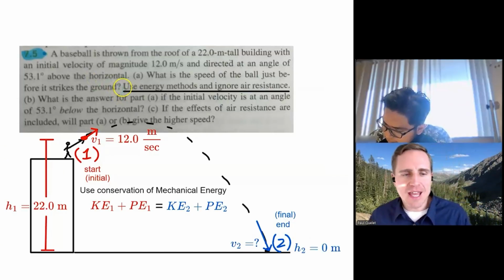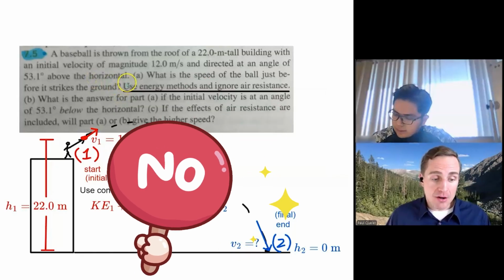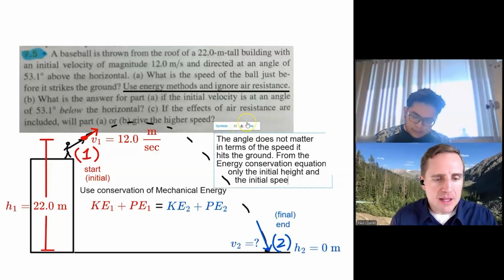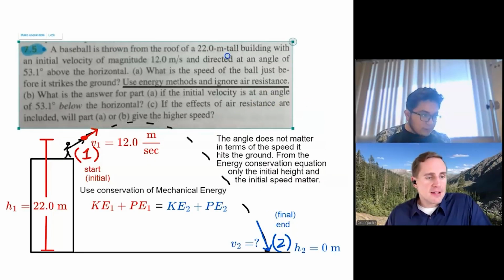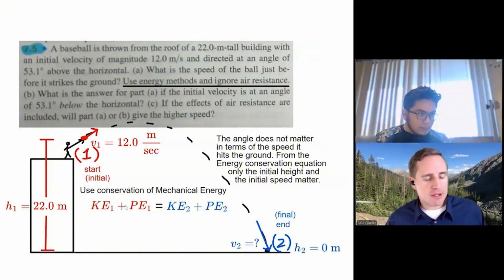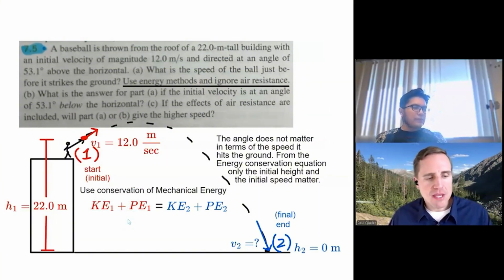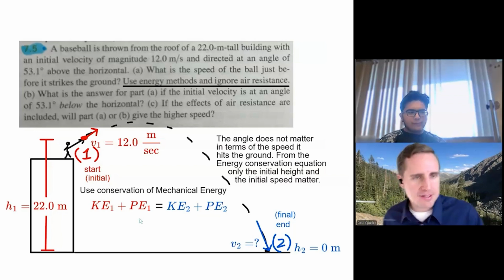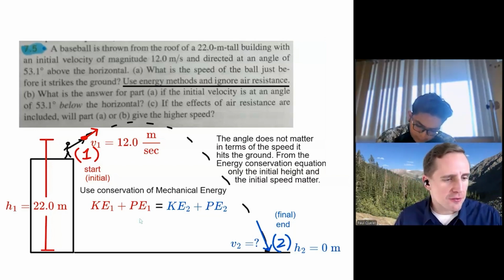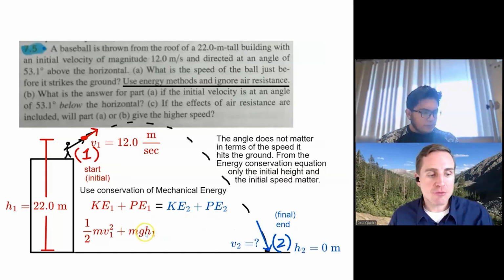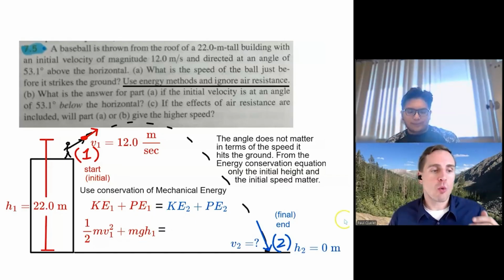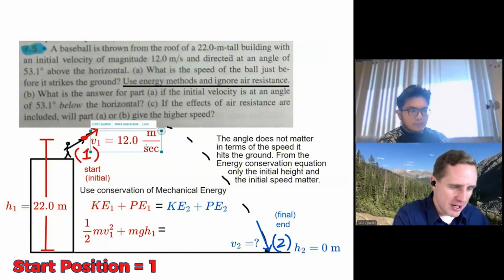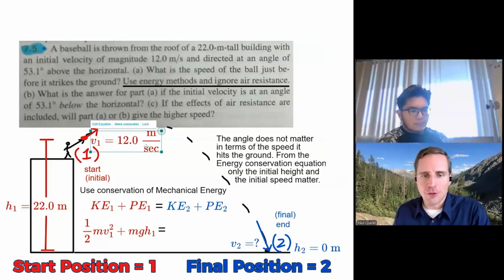Now here's a question. Does the angle matter? It turns out the angle does not matter in terms of the speed that it hits the ground. What's the other thing that matters? The initial speed. Given that's the case, what are the expressions that we can write down for KE1, PE1, KE2, and PE2? So 1/2 mass velocity squared. What's the expression for the initial potential energy? Remember, it's mgh, but let's do h1 specifically. We're assigning the subscript of 1 to distinguish the start position, initial 1, versus the end final position 2.